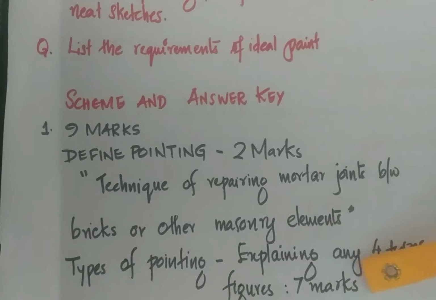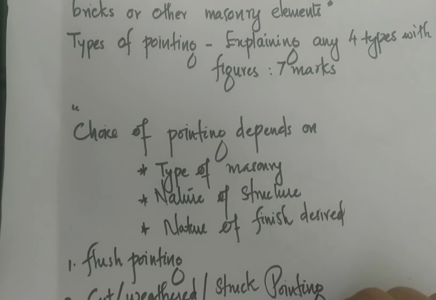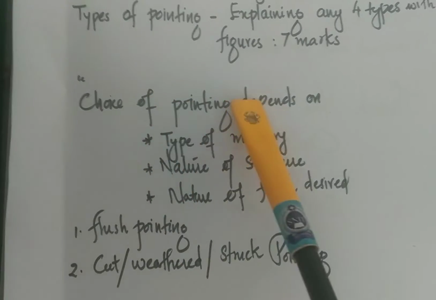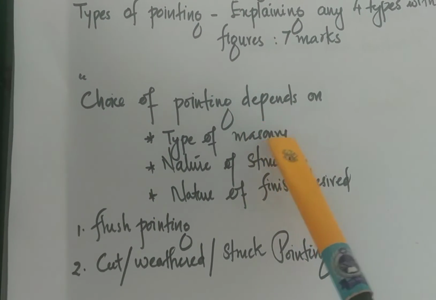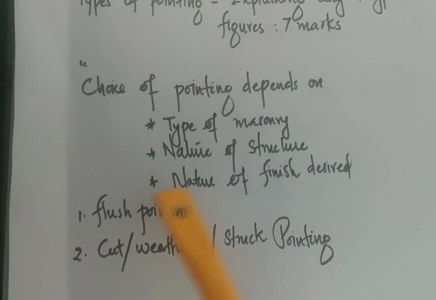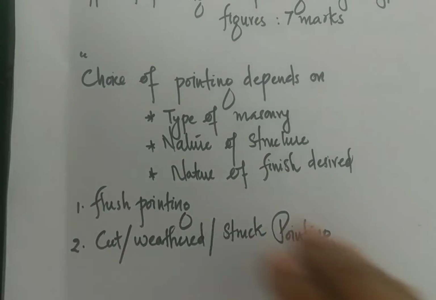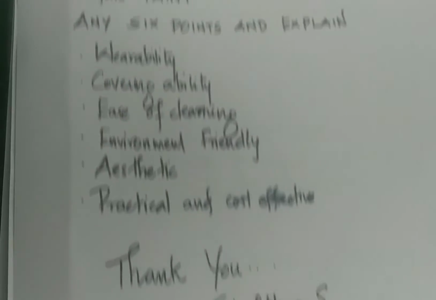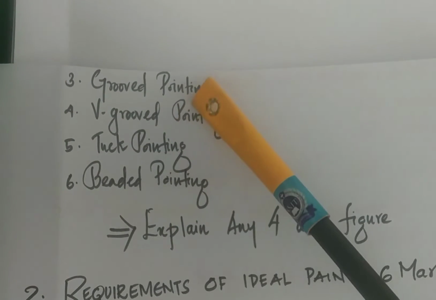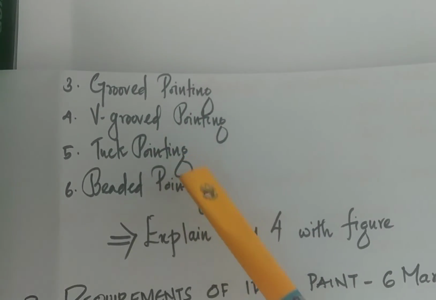Then the types of pointing. Explain any 4 types with figures, which will carry 7 marks. The choice of pointing depends upon the type of masonry, nature of structure, and nature of finish desired. These are the 3 criteria which decide the choice of pointing. Based on this, the pointings are flush pointing, cut, weathered or struck pointing, grooved pointing, V-grooved pointing, tuck pointing, and beaded pointing. Out of the 6, you need to explain any 4 with figures.